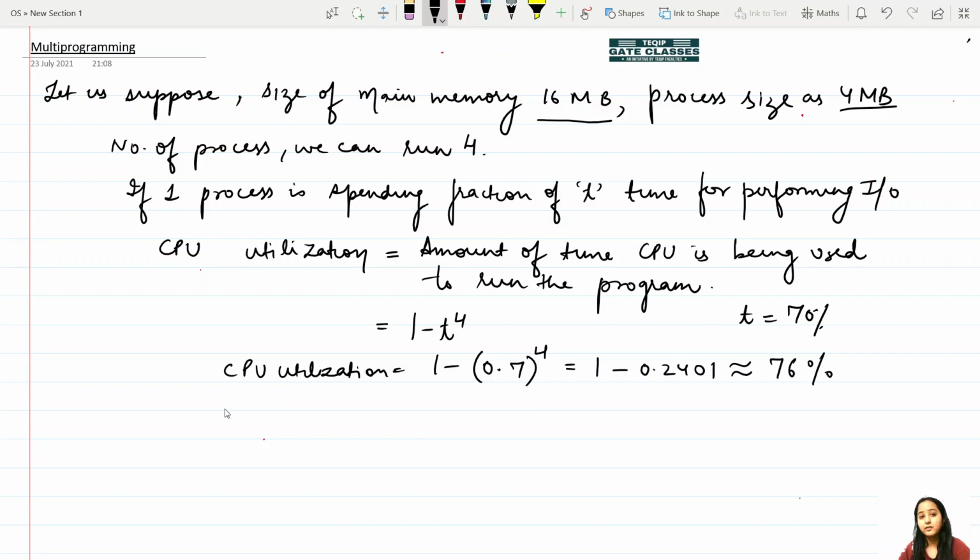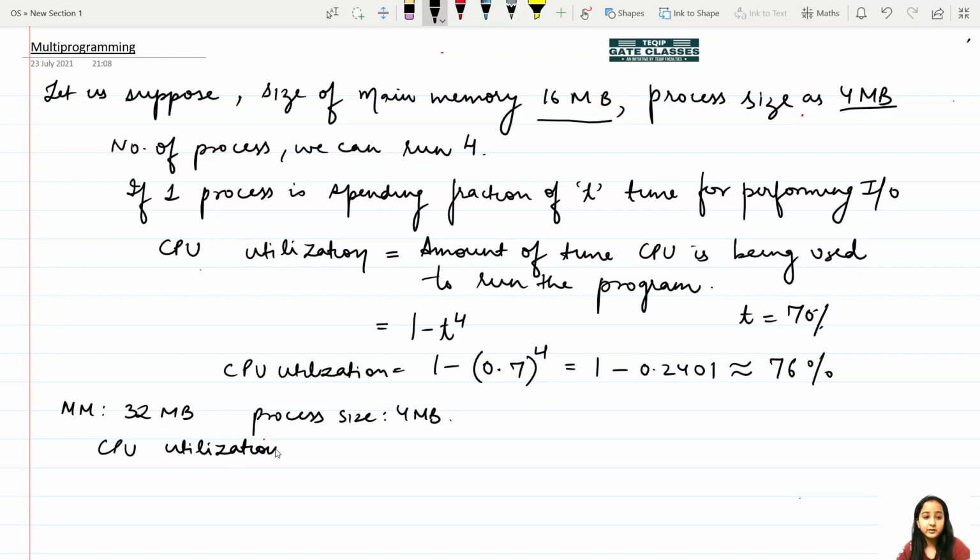So let me increase the size of main memory and see what happens. Next, the size of main memory is 32 MB and the process size is 4 MB only. So in this case, what is the CPU utilization?